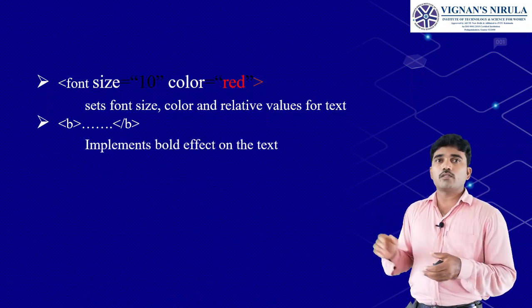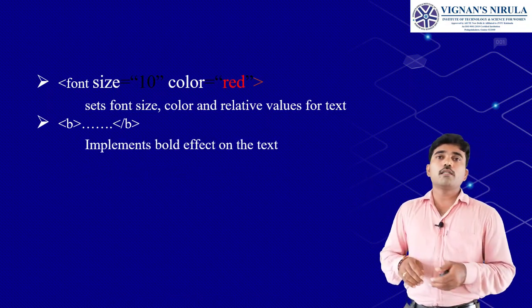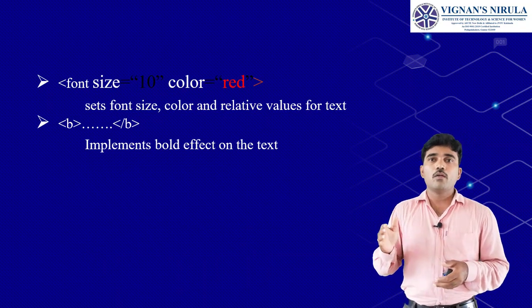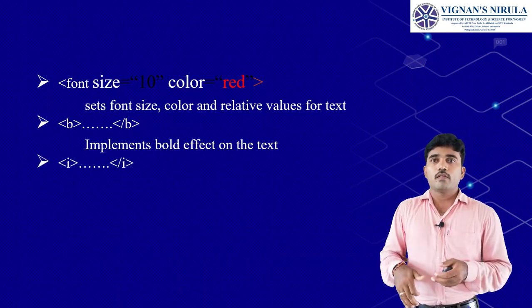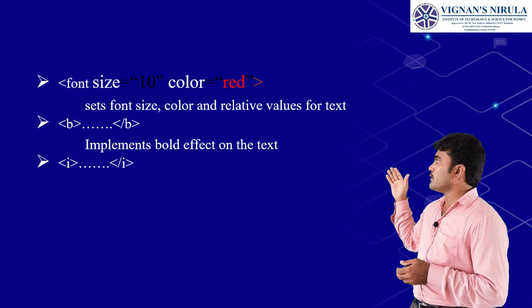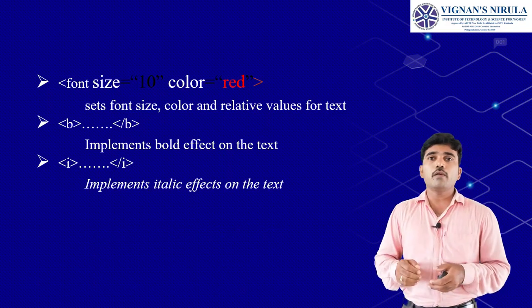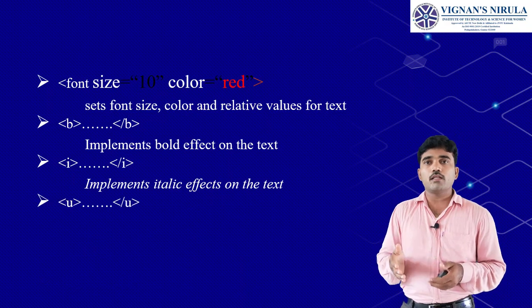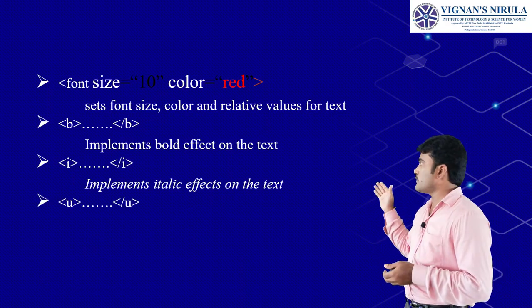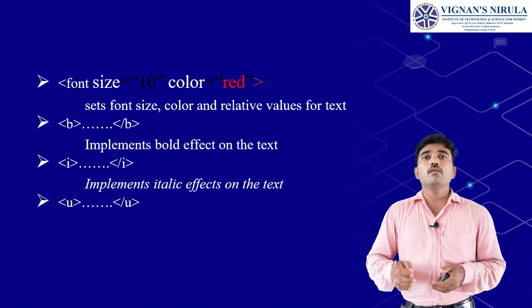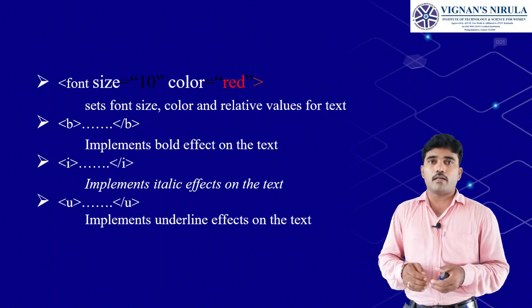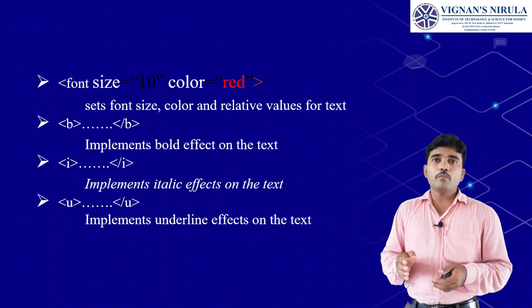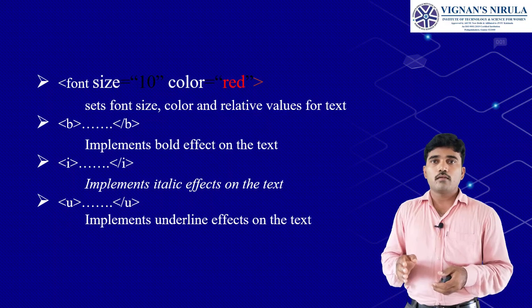And after this, B, what does that B stand for? Simply it implements the bold effect on the text. After this B, the next one is I, which stands for italic. It implements the italic effect on the text. After this, the next one is U, which stands for underline. It implements the underline effect on the text.